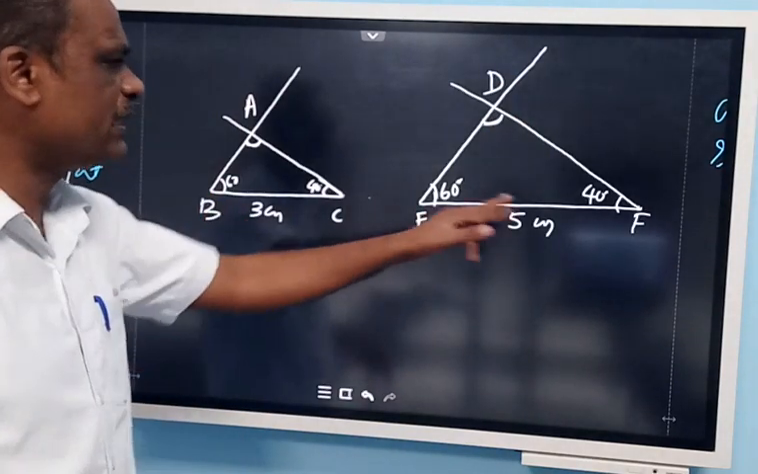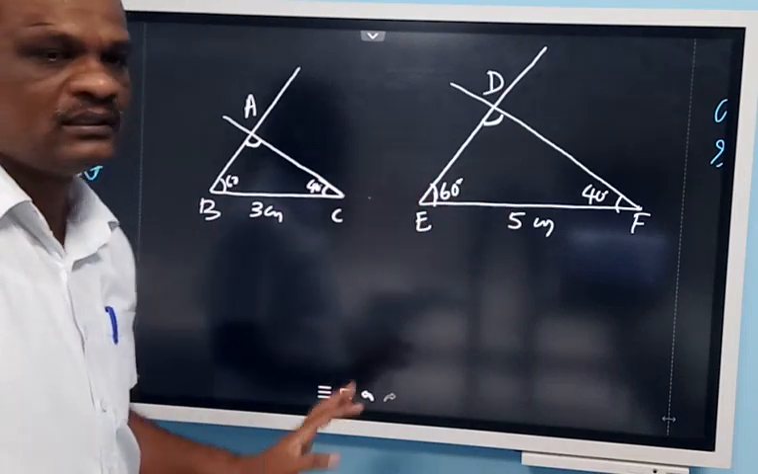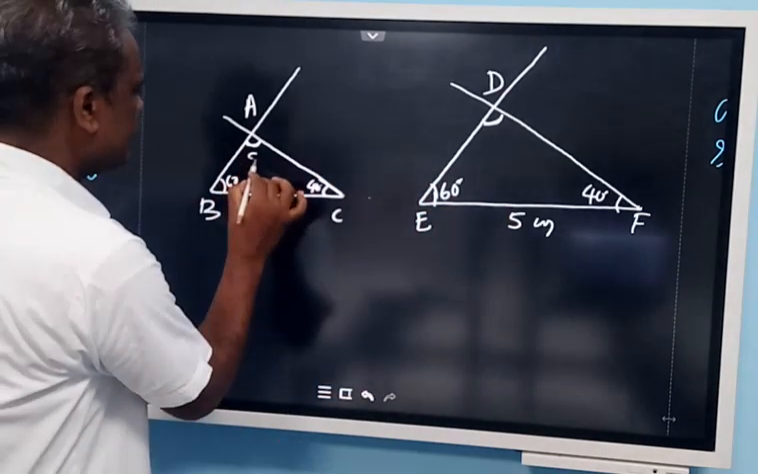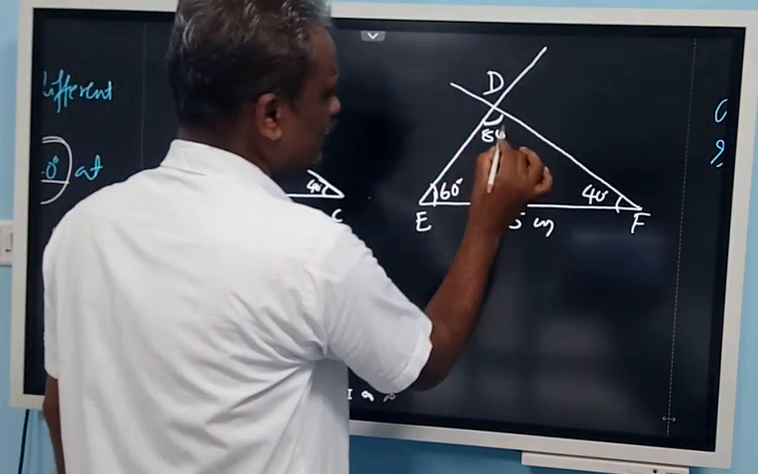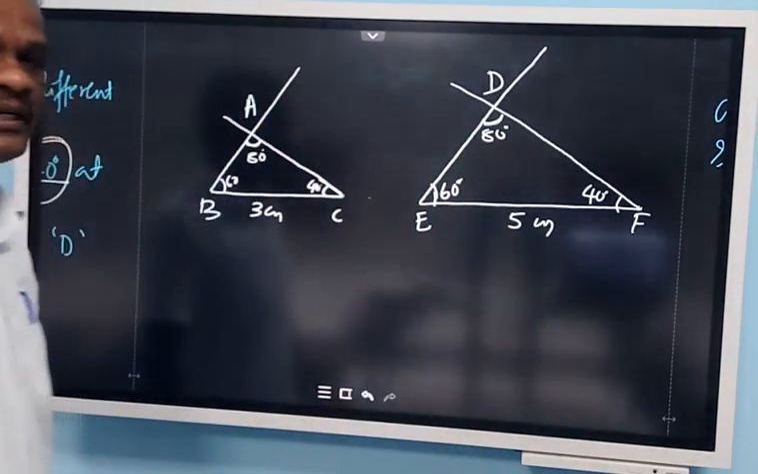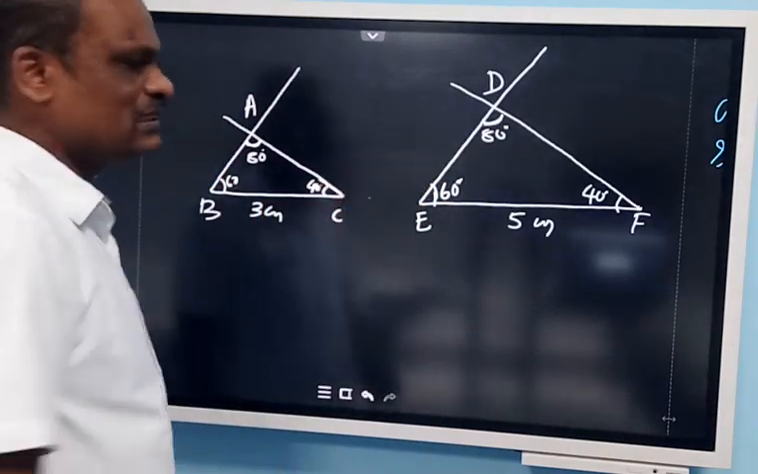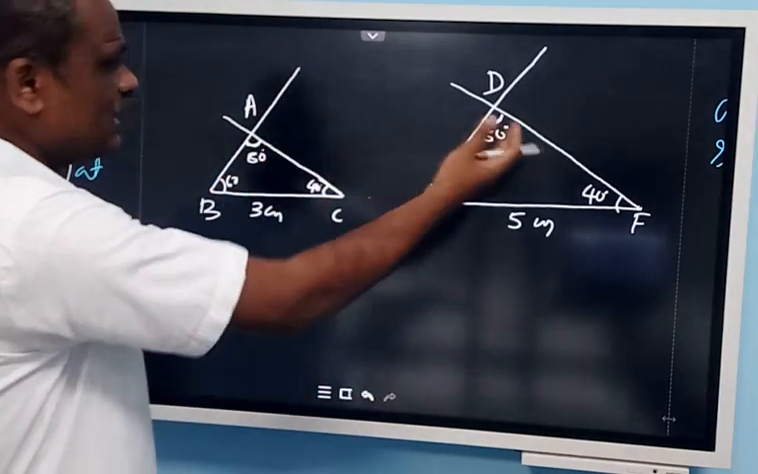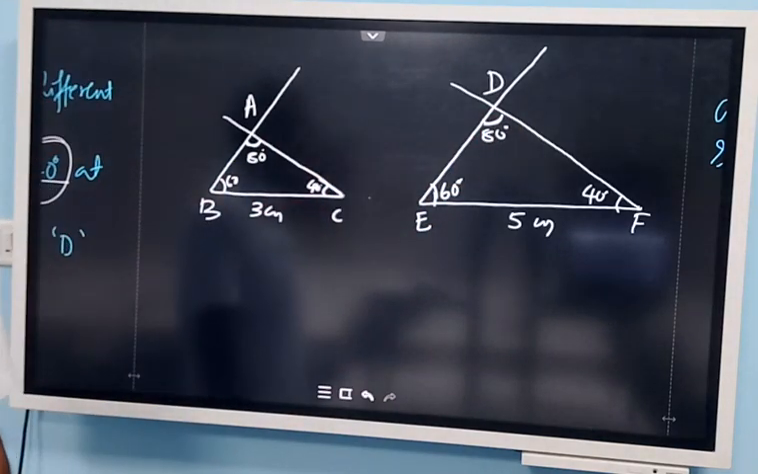Since you already have two angles, 60 and 40, the sum of these two is 100 degree, so the third must be 80 degree. Automatically the third angle becomes the same. Look at this, we got three angles equal. By constructing two angles equal, we made the three angles of these two triangles equal.